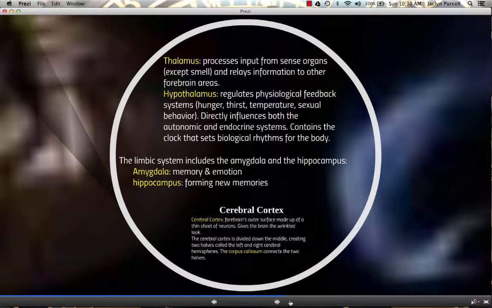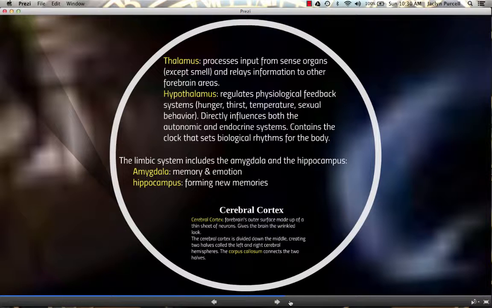The thalamus processes input from sense organs, except for smell, and then relays sensory information to appropriate higher forebrain areas. It is the primary sensory relay into the rest of the brain. The hypothalamus regulates many physiological feedback systems, coordinating hunger, thirst, temperature regulation, and sexual behavior. It directly influences both the autonomic and endocrine systems. It is the brain's clock that sets biological rhythms for the body.